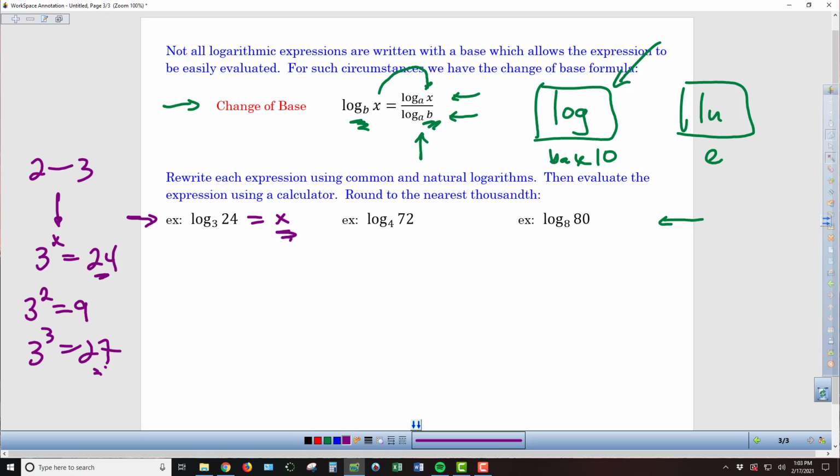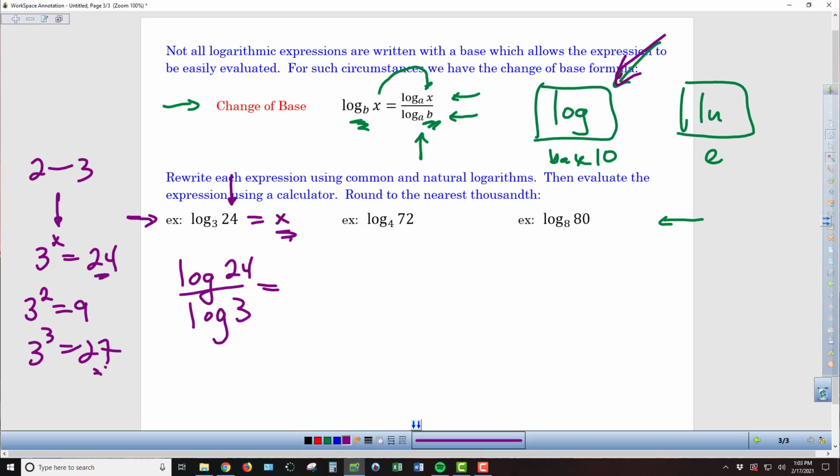So now let's rewrite this using the change of base so we can actually use a calculator to evaluate it. So using the pattern, we're going to use log base 10. So we're going to use the base 10 logarithm here. So we've got log base 10 of 24. So the input goes up to the top. And then in the denominator, we're going to have log of the original base, 3.